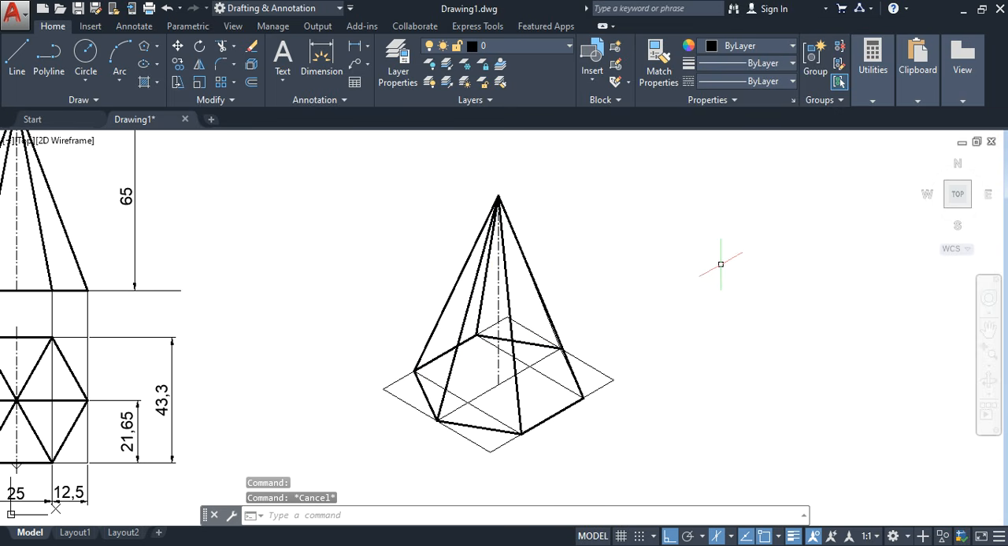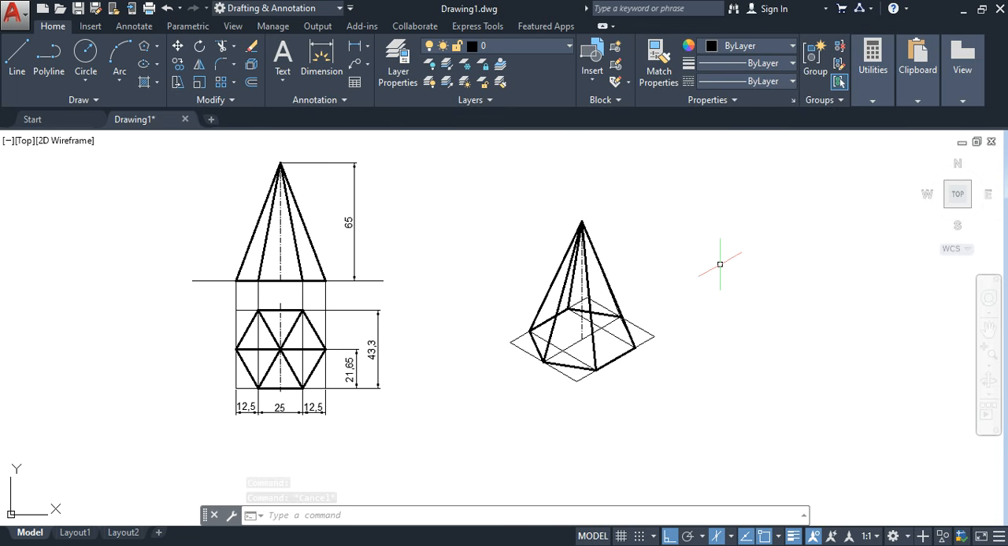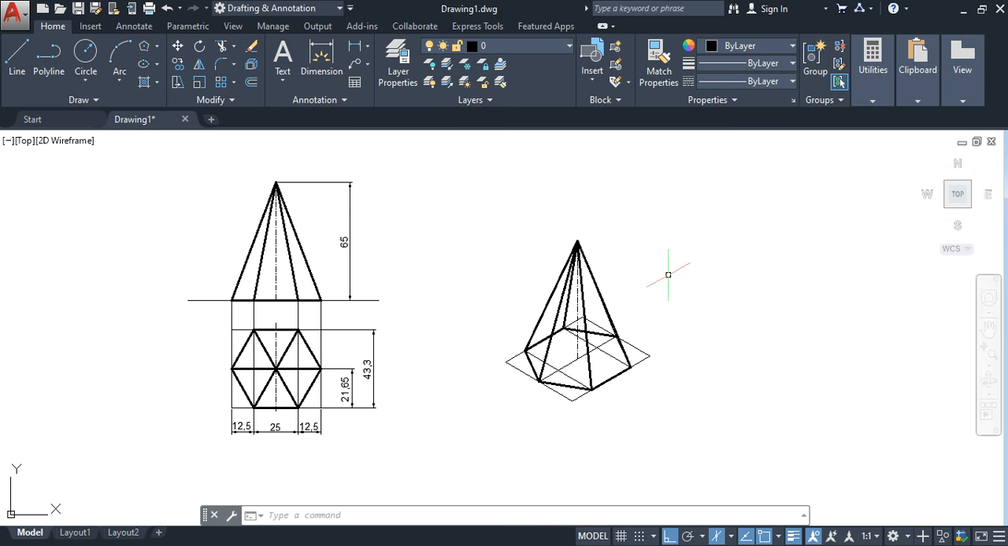So anyway, this is the isometric view of a hexagonal pyramid for the given conditions, when it is resting on HP and one of the base edges is parallel to VP. So this represents the isometric view of the hexagonal pyramid for the given conditions.